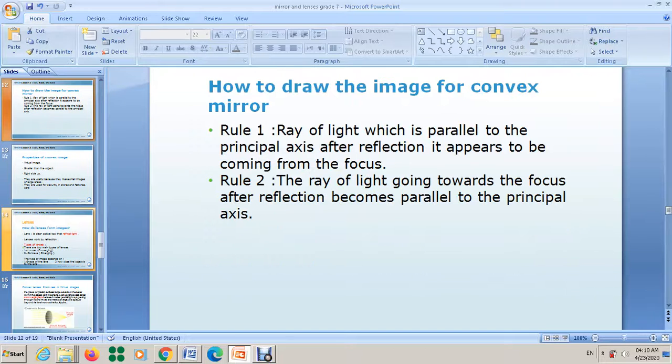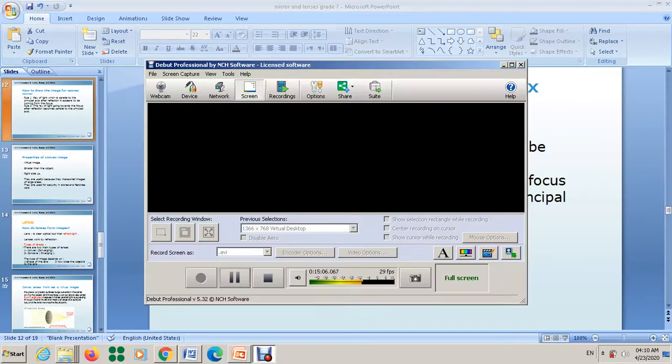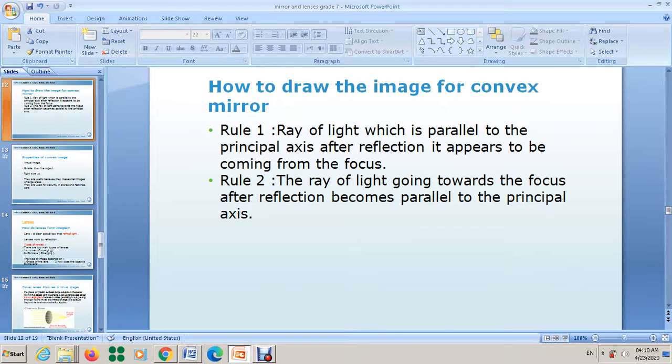Two rules. A ray of light which is parallel to the principal axis, after reflection it appears to be coming from the focus. Okay, they are scattering, sorry, they are diverging.